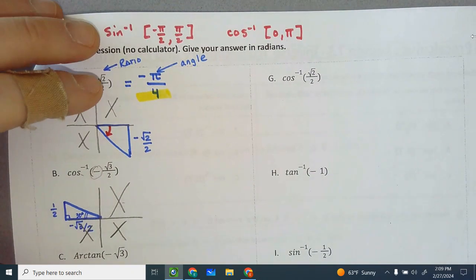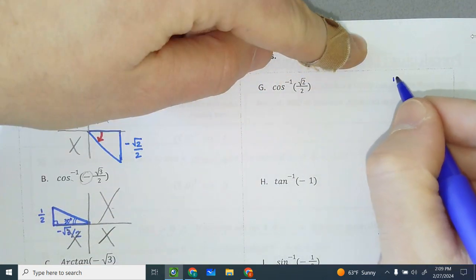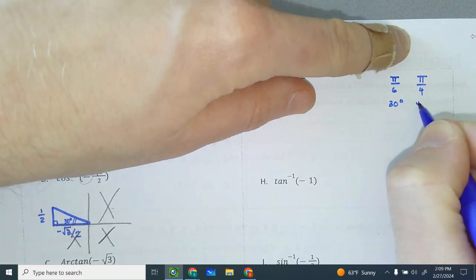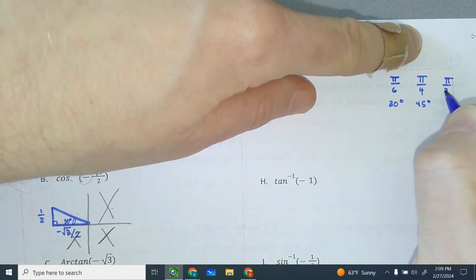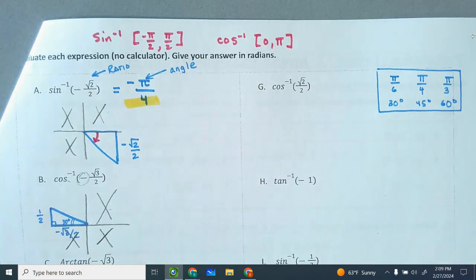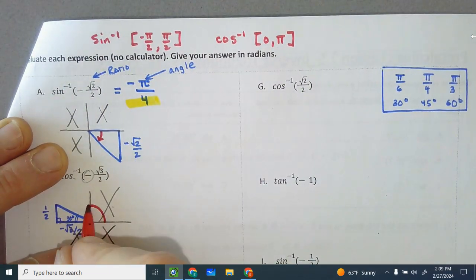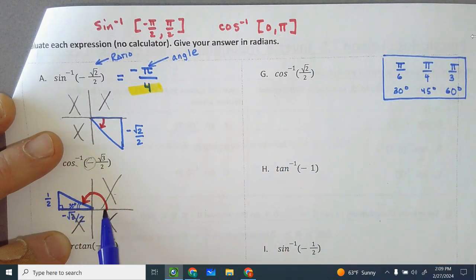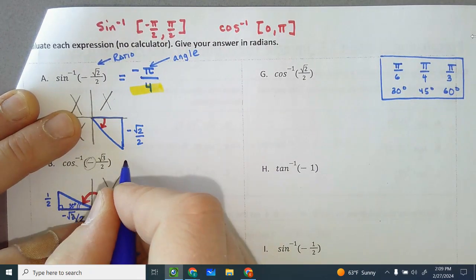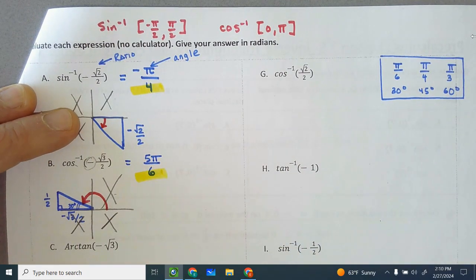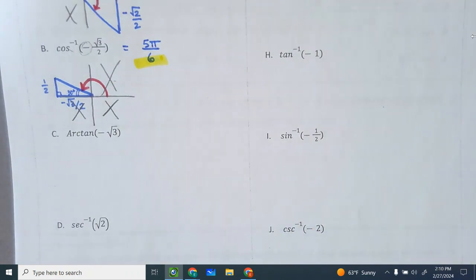Okay? Now, quick reminder, since it's been a minute, don't forget that pi over 6 goes with 30 degrees, pi over 4 goes with 45 degrees, and pi over 3 goes with 60 degrees. Those are our buddies. So the angle we want is this one right here. We know that 30 degrees is a pi over 6, so this must be 5 pi over 6. 6 pi over 6, take away 1. Okay, let's keep going. Take a look at C.